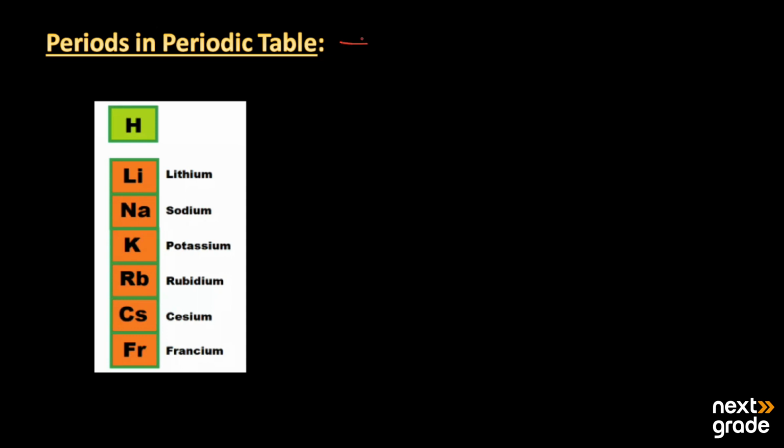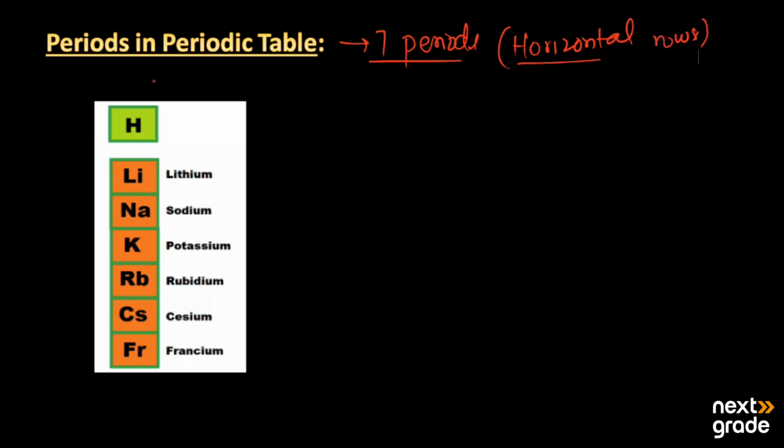Basically, there are a total of 7 periods in the periodic table, and these are known as the horizontal rows. These rows are known as the periods, and there are a total of 7 periods. The first period starts from hydrogen, the second starts from lithium, the third starts from sodium, the fourth from potassium, the fifth from rubidium, the sixth from cesium, and the seventh from francium. These 7 periods are given numbers from 1 to 7.